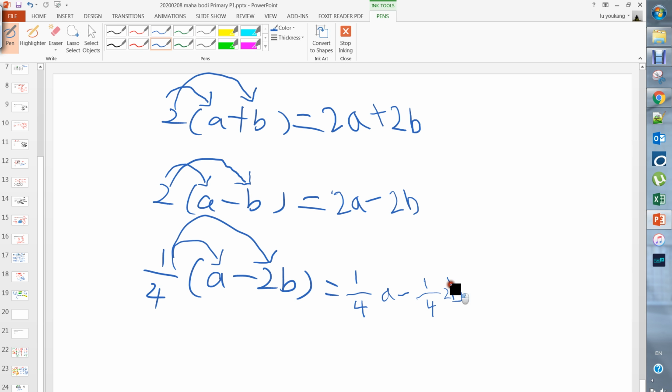Very good. So can I ask you, this arrow is 2 what? What's the operation? 2 times A. Then this second arrow is 1/4 times 2B. Then you should write times 2B. That means you need to write a dot here, in between.